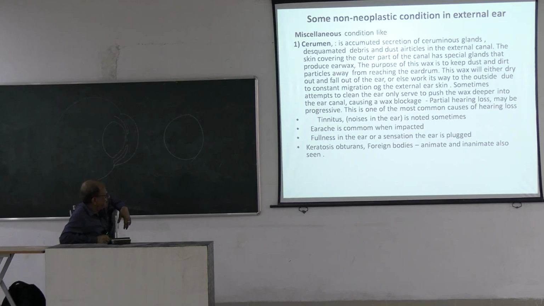The skin covering the outer part of the canal has special glands that produce earwax, which are the ceruminous glands. What is the purpose of the wax? It keeps dust and dirt particles away from reaching the eardrum. Wax either dries out and falls out of the ear, automatically comes out, or else it works its way outside due to constant migration. I have already said, external ear skin migrates and goes out.